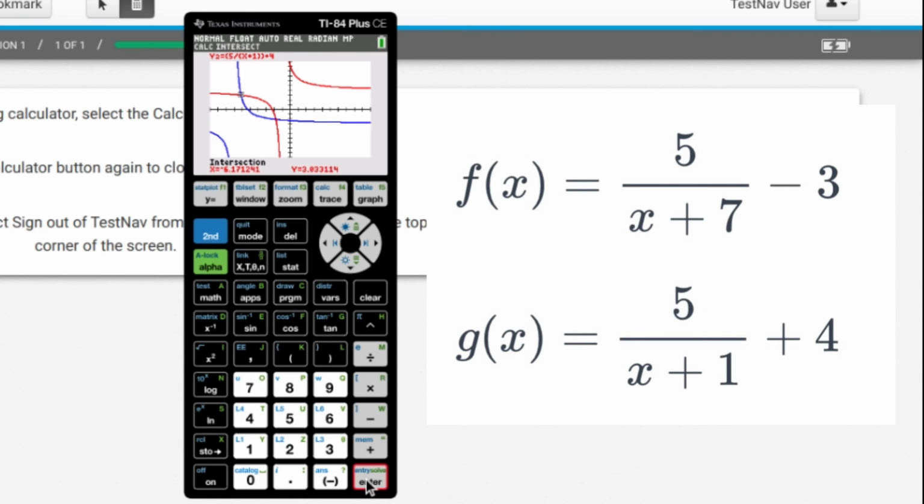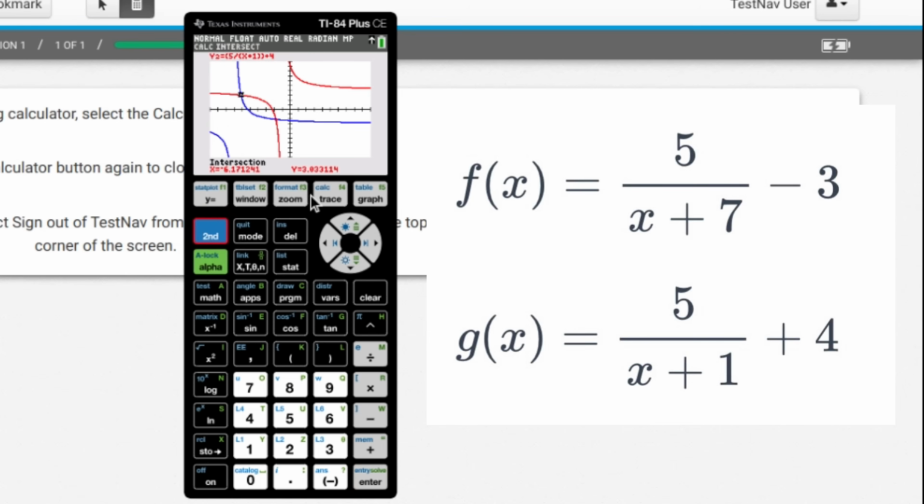So if I hit enter, it gives me the intersection of negative 6 point something. This is precalculus. So I'm going to make sure I have 3 decimals, and 0.1712 rounds to 0.171. So my first zero is negative 6.171. What about y? What about y? I'm being asked to solve for x. I'm not being asked to solve for y. So let's find the other one.